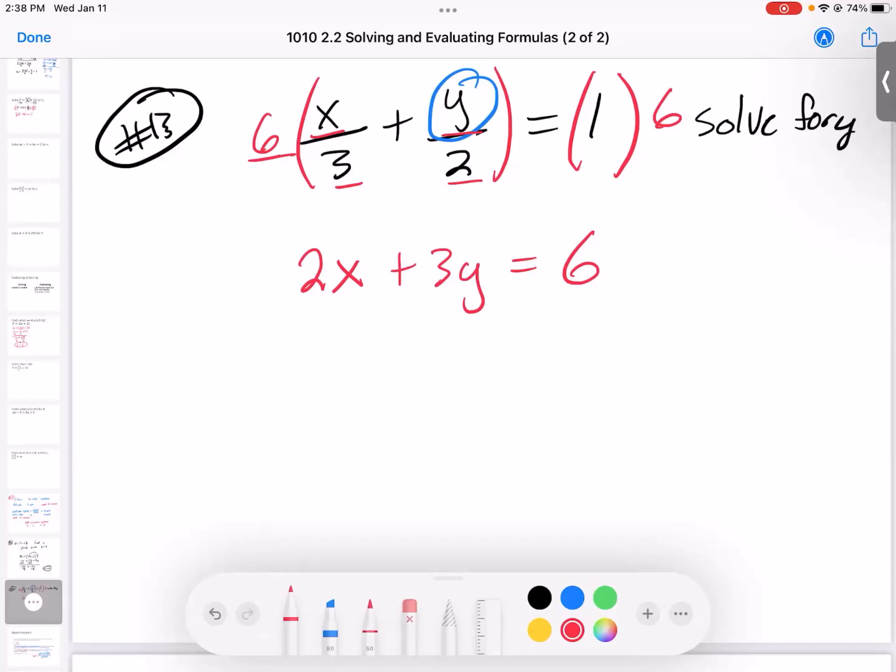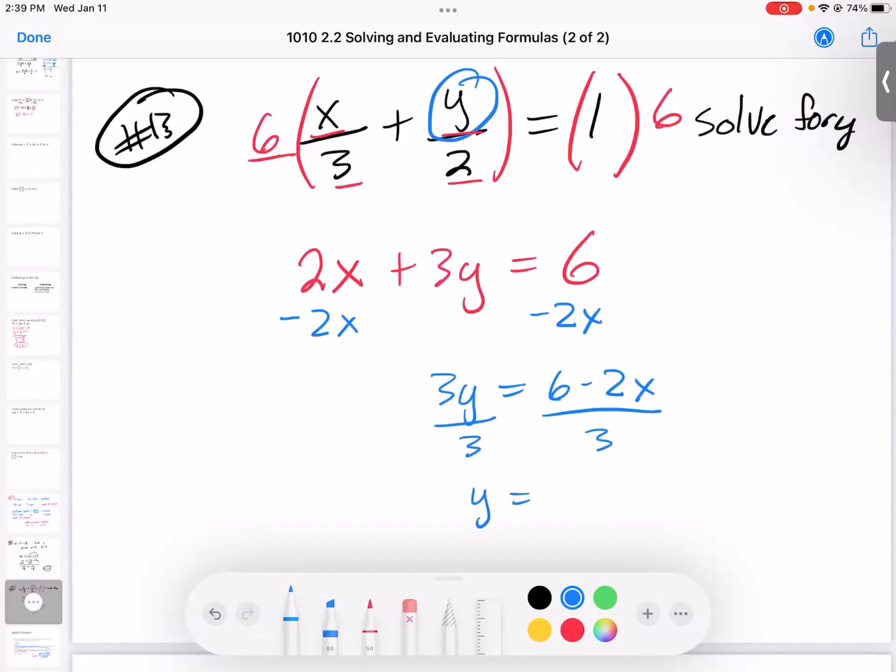And I say, okay, I would want to get rid of that before dividing by 3. So I'm going to subtract 2x from both sides. And that gives 3y equals 6 minus 2x. Then to get y by itself, I divide by 3. And I get y equals, you could either just write it like this, or you could distribute the division by 3 and do 6 divided by 3 is 2, and negative 2x divided by 3 is negative 2/3 x. So you could write it in this form, or you could write it like this, and either one would be right. Yeah.